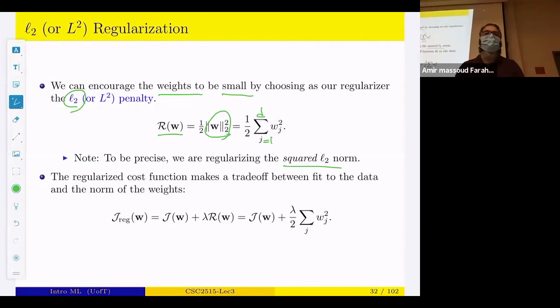So that's one regularizer. And then we add this regularizer to our cost function. So this is the cost function that we had. So it was the average or sum of squared errors. And then we add lambda times our regularizer. So in this case, where we have the L2 norm for the regularizer, we get J(w) plus lambda, half of lambda, times the summation of w_j to the power of 2.